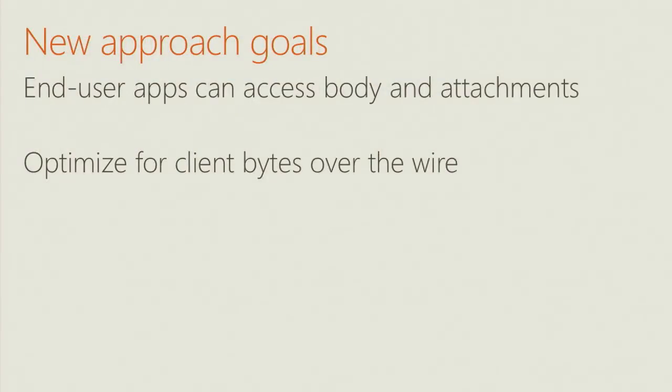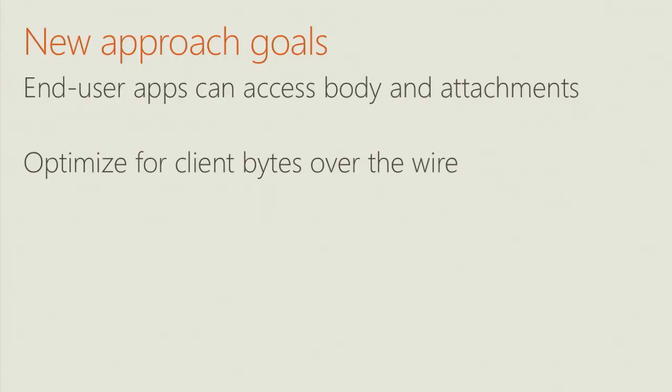So we had two goals that we wanted to solve. The first one is that end users should be able to install apps. So whatever architecture, whatever design we come up with for accessing attachments, end user apps must be able to access the body or attachments. And second of all, we wanted to optimize for client bytes over the wire.